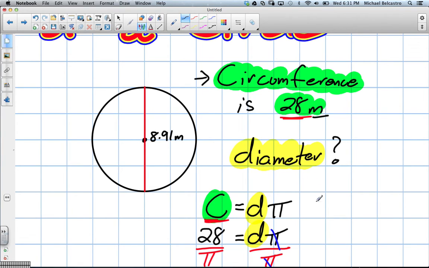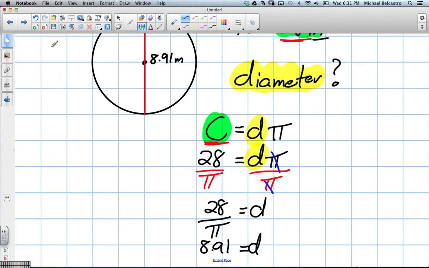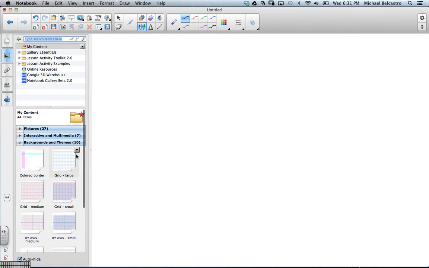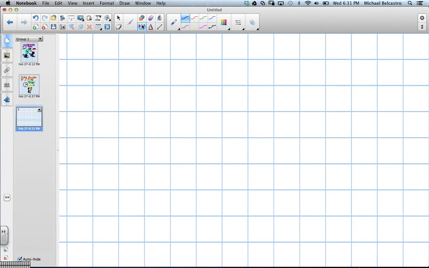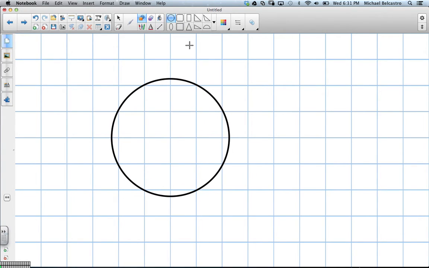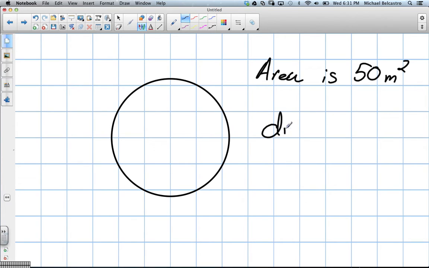Let's say now that they've given us something like that, I'm just going to jump to another page quickly. Let's say now they've given us a circle, but in this case, they still want us to find the diameter, but they've now told us a little bit of different information. They said the area of this circle is, let's say, 50 meters squared. So 50 meters squared is the area, and they want us to find the diameter.